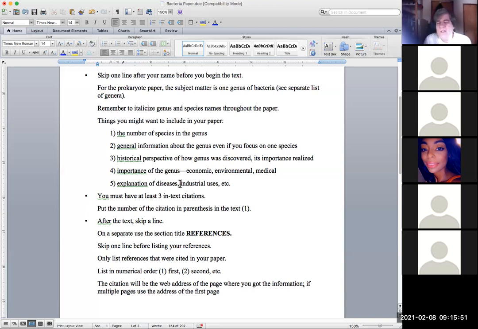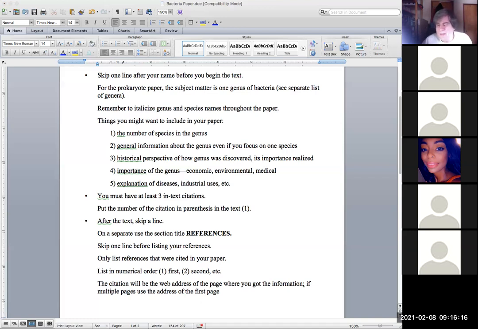If it has an industrial use, if you say, well, this type of bacteria is used to make bologna, how do they use it to make bologna? What do they give it as a food source? What do they potentially have to do to produce the product they want?